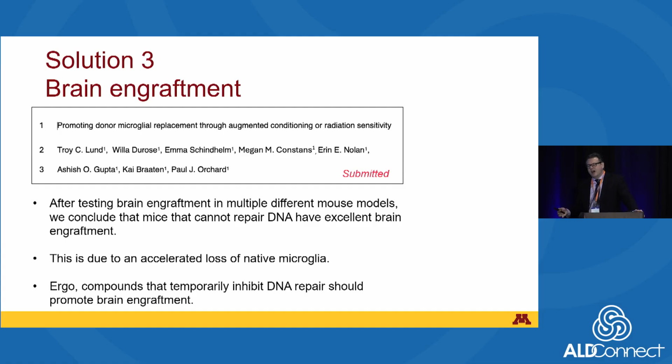So to have a high percentage of engraftment, you have to lose what's there. And what's there is your own microglia, which are defective when you have ALD. And so if you can bring those down, then the engrafted cells come up. So point number 3, if you can find compounds that temporarily inhibit DNA repair, you should be able to promote brain engraftment, as simple as that. You can't make somebody genetically deficient in DNA repair because that leads to bad things. But if you had drugs that did it, that would be a good thing because you could just use them temporarily.